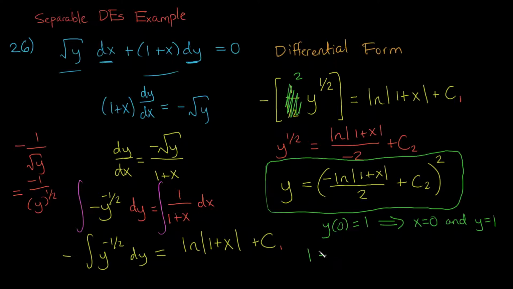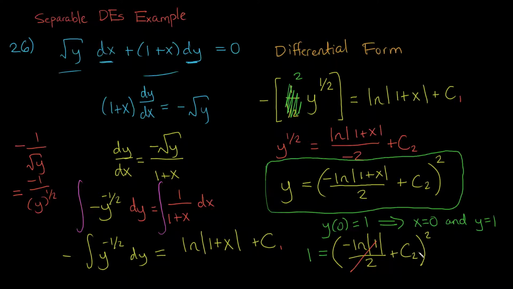So 1 equals the negative natural log of the absolute value, x is 0, so this is just going to be of 1, divided by 2. Now, if there's one thing we can remember about logarithms, the logarithm of 1 with any base, but also with the natural logarithm, is just going to be 0, so this term goes away. And then we have plus c2 squared.